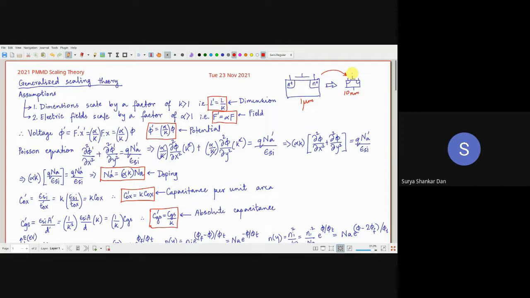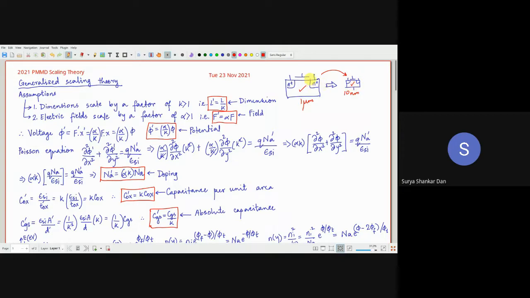The performance of the device should be acceptable to us. Preferably, it should improve. Okay, so if we say that we will simply change the device dimension from 1 micron to 10 nanometer, the device is never going to work. We have to see that in addition to going from 1 micron to 10 nanometer, what other changes in the device we have to incorporate such that the 10 nanometer device should work at least as good as the 1 micrometer device, or preferably perform better than it.